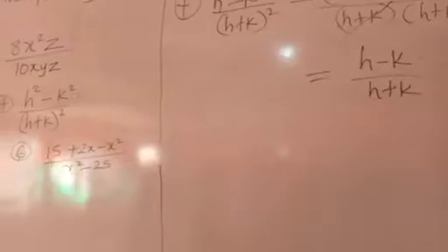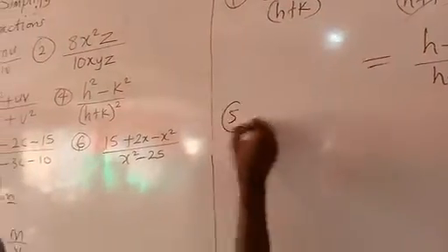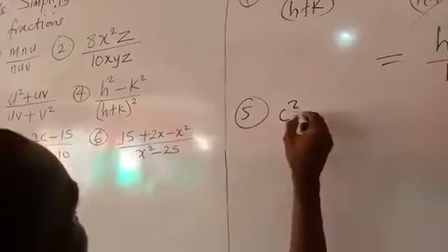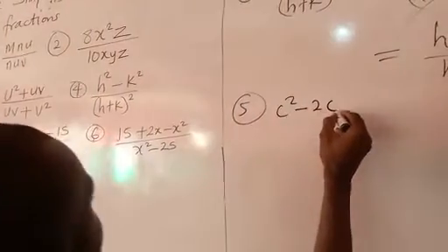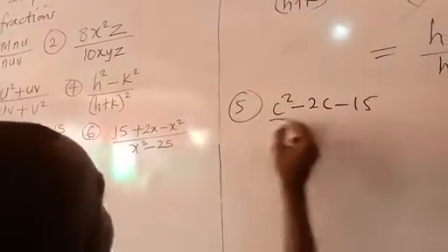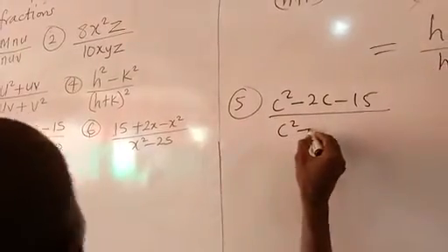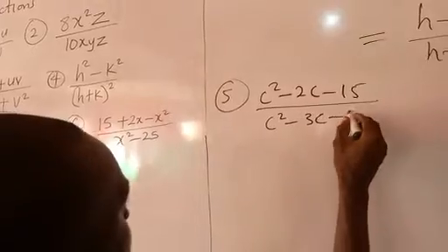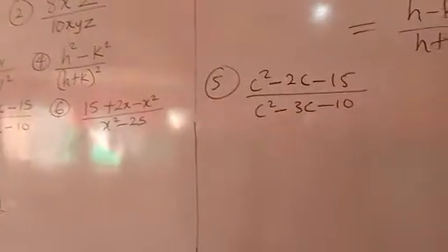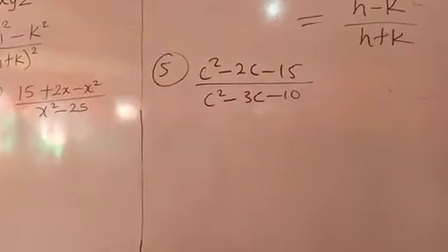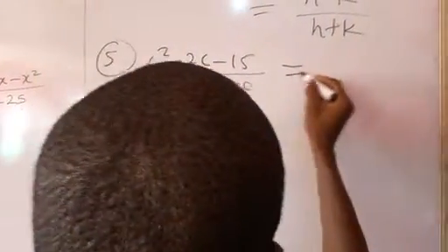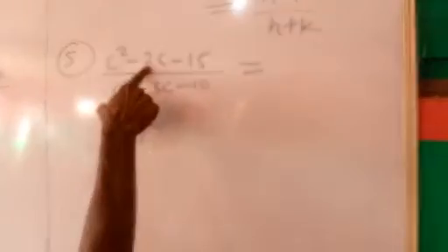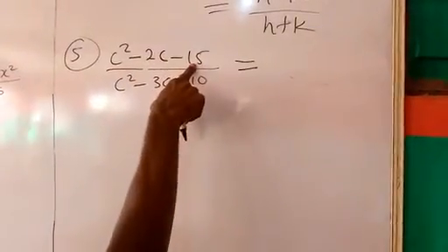Now, let us go straight to the other one, question 5. Question 5 is (c squared minus 2c minus 15) all over (c squared minus 3c minus 10). Now, what can we do here? We need to factorize. To factorize this one, we look for numbers that add to give minus 2c and, when multiplied, give 15.